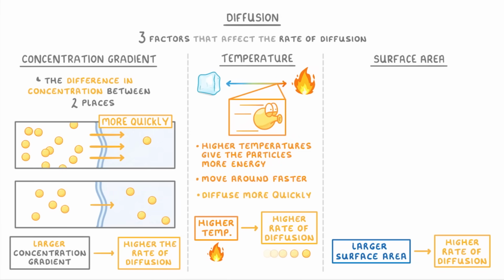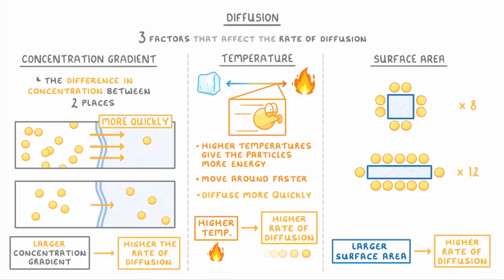To see why, imagine that we have these two boxes. They both have the same volume, but the bottom one has a much larger surface area. This means that a lot more particles can fit around its surface. And so at any point in time, more particles could be diffusing in and out at once. So overall, we'll get a higher rate of diffusion across the larger surface area.